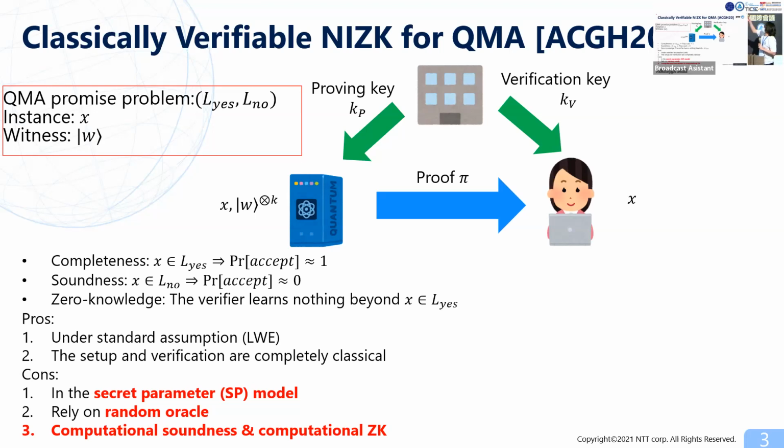So we have to introduce some kind of setup assumption. In ACDH20, they consider a setup where the trusted party first generates a correlated proving key and verification key and sends them to the prover and verifier respectively. Formally, we require the protocol to satisfy three properties: completeness, soundness, and zero knowledge, as usual. The good thing about this protocol is that it is based on a standard assumption, the LWE assumption, and both the setup and verification algorithms are completely classical. On the other hand, drawbacks are that it is in the secret parameter model, where the trusted party has to generate a correlated proving key and verification key, and it relies on the random oracle. It also only satisfies computational soundness and computational zero knowledge.